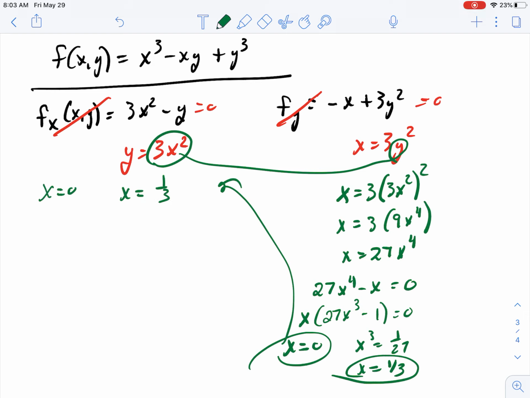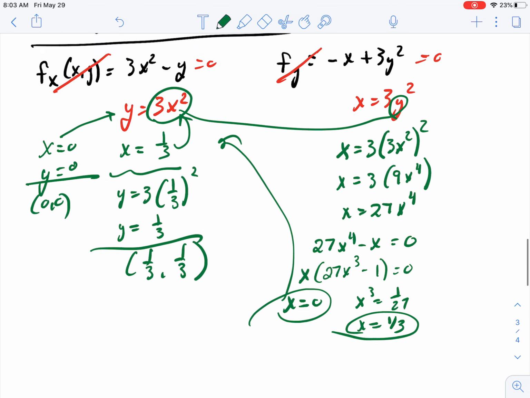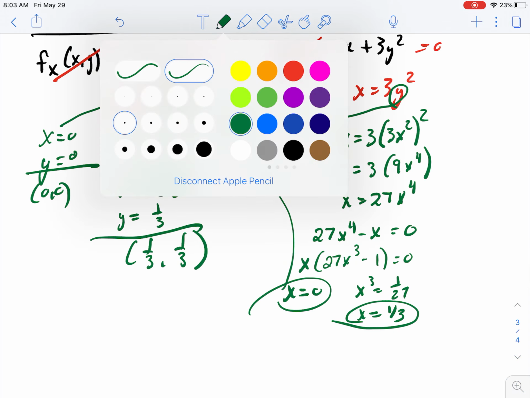All right, now let's come back over here on my other equation. So you got x equals 0 and x equals 1/3. So plug in there this value. I have (0, 0) for one point. And plugging in here, I'd have y equals 3 times (1/3) squared. So it looks like it'd be 1/3. So my other point would be (1/3, 1/3). All right, like I said, that's the hard part.